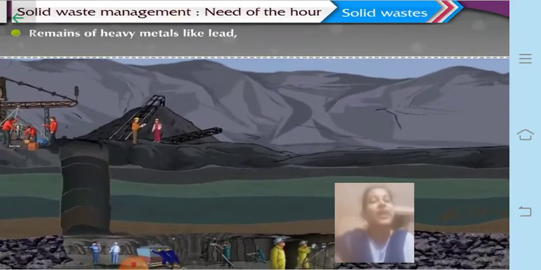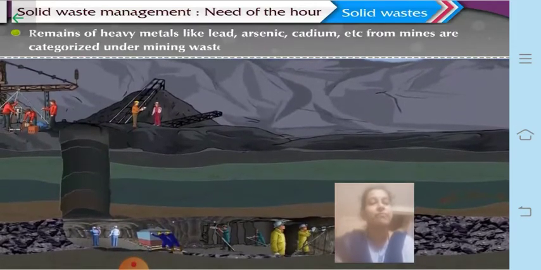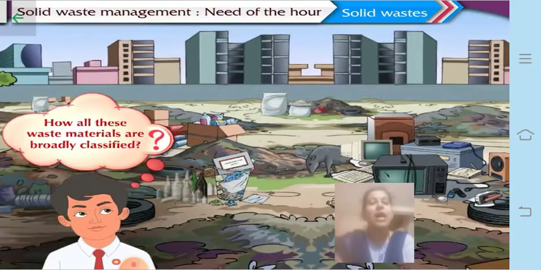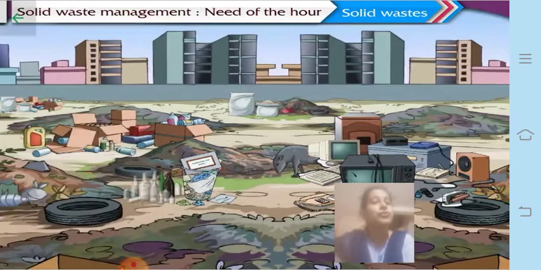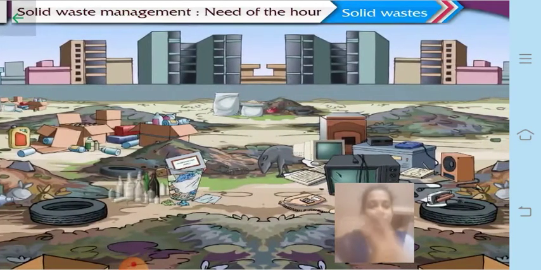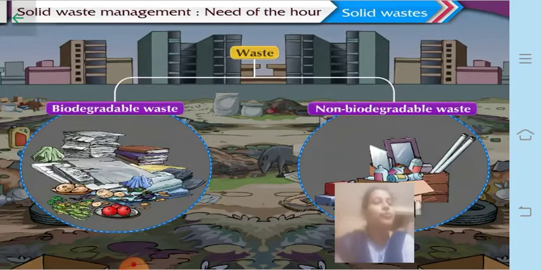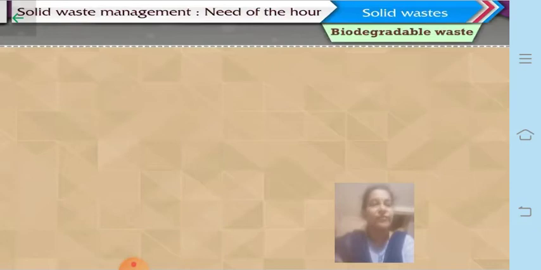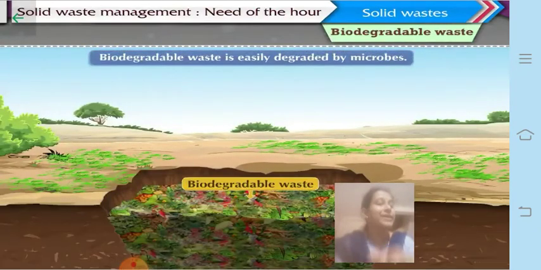So remains of heavy metals like lead, arsenic, cadmium, etc. from mines are categorized under mining waste. Now, how are all these waste materials broadly classified? They are classified into two types. One is biodegradable waste, second is non-biodegradable waste. Now let us see the biodegradable waste, how we can call it biodegradable and why it is called biodegradable waste.